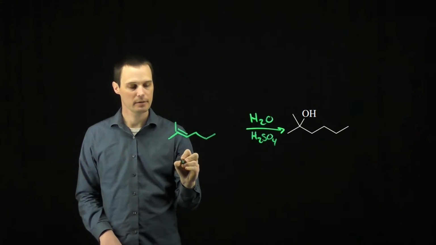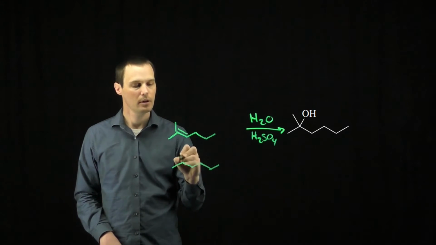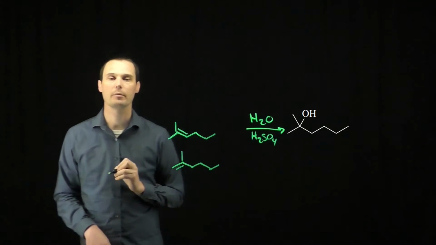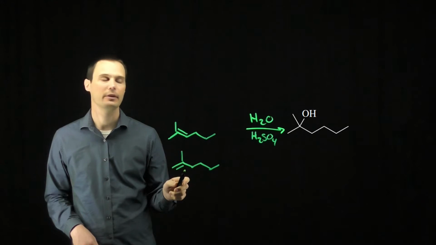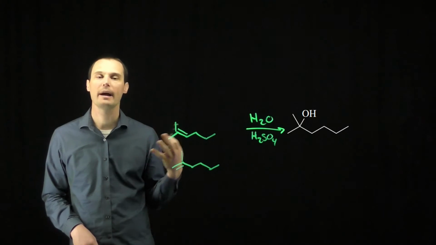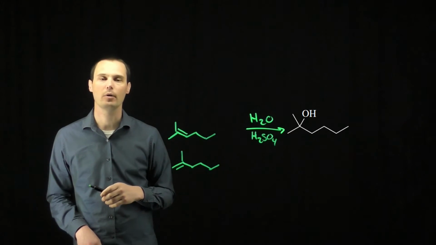Another legitimate starting material would be if we had the alkene between carbon 1 and carbon 2. This would react with H3O+ to also form the same Markovnikov carbocation. Water would again react. After deprotonation, we'd form the same alcohol product.